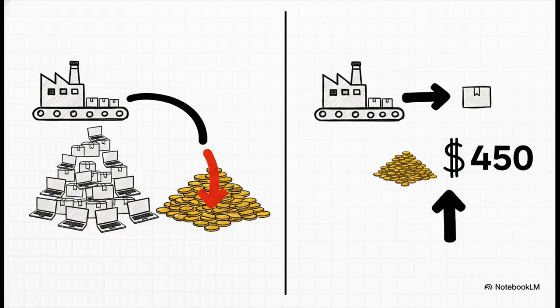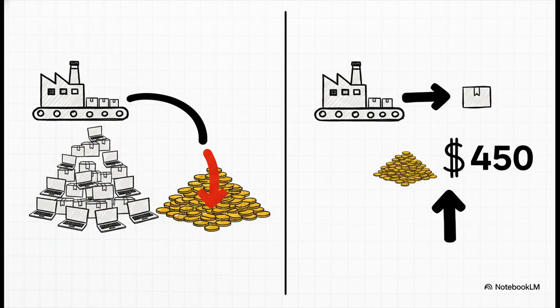So let's stick with our laptop example. If making 100 laptops cost your company a total of, say, $60,000 in materials, labor, electricity, all of it, and producing 101 laptops raises that total cost to $60,450, well, then your marginal cost for that 101st unit is $450. It's the specific cost of the processor, the screen, the assembly time, and the bit of power used for that one single additional machine.